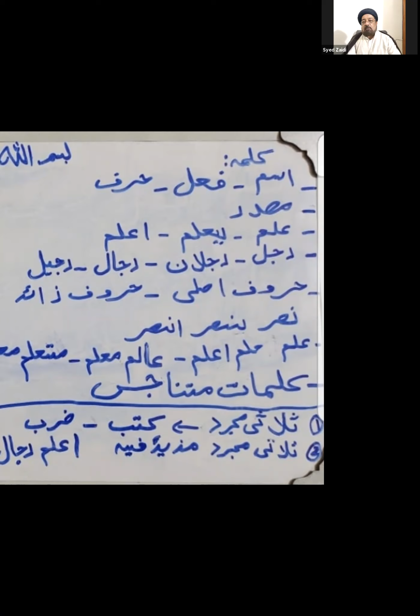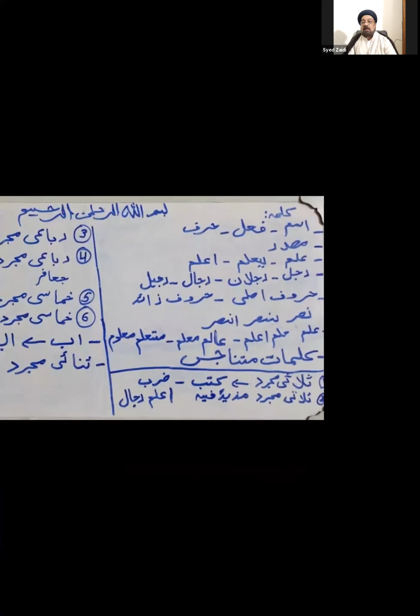Now, as we move on, I'd like to tell you that there is a further categorization of fi'l and ism. There are 6 categories of ism and 6 categories of fi'l. But as I said, harf is not our topic in ilm al-sarf. What are these 6 categories?